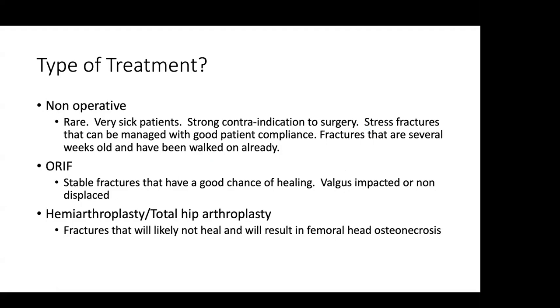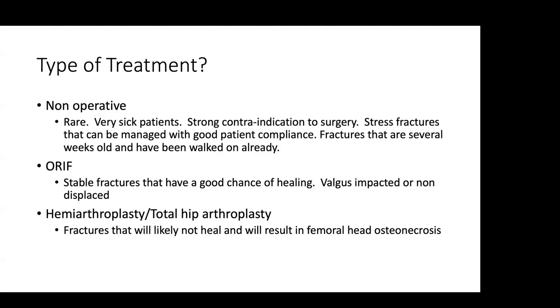Okay, so types of treatment. Non-operative is very rare. These are patients that are really sick, with a strong contraindication to surgery, hospice, palliative care. There are always unique situations, but it's very rare. If the fracture is stable or non-displaced, it may be amenable to fixation, but there's a risk of avascular necrosis and fixation failure, so that's an attending decision.